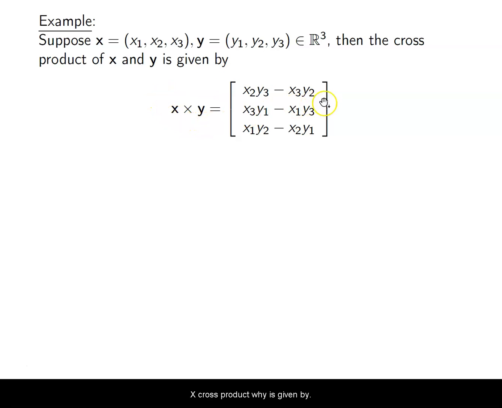x cross product y is given by x2 times y3 minus, and then the reverse of that, so y2 times x3. So the first entry in my cross product has nothing to do with the first entries of my two vectors. Same thing here. The second entry in the cross product has nothing to do with the second entry of my vectors. It's all about x3 and y1 and x1 and y3. There's no x2, y2 in this second term. Same thing here. This is not going to have x3 or y3 in it at all.